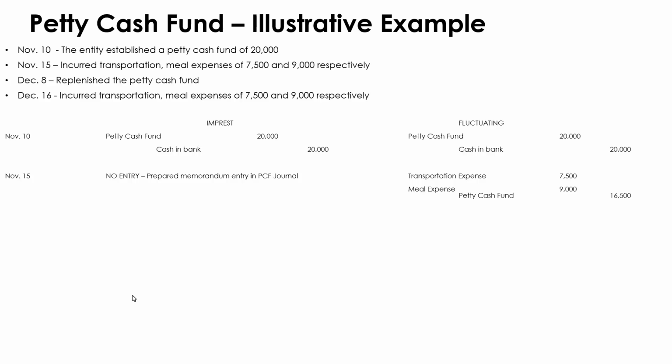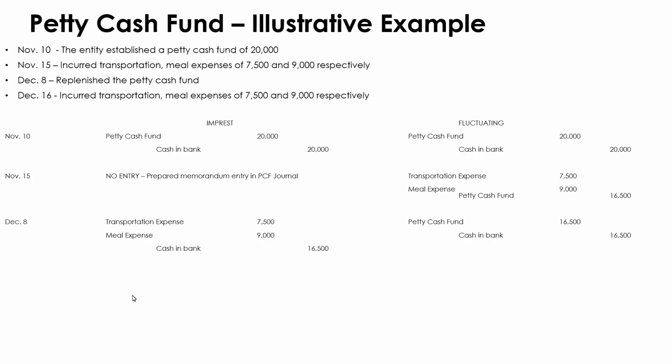Now, since only 3,500 is left in the petty cash fund, the necessity to replenish the petty cash fund arises. So the entry for impress is where you recognize the corresponding expenses. Debit transportation expense 7,500, debit meal expense 9,000. Since you did not credit the petty cash fund when you incurred the expenses, it is not necessary to credit the petty cash fund. Where does the money to replenish the petty cash fund come from? From cash in bank. So you credit cash in bank 16,500.